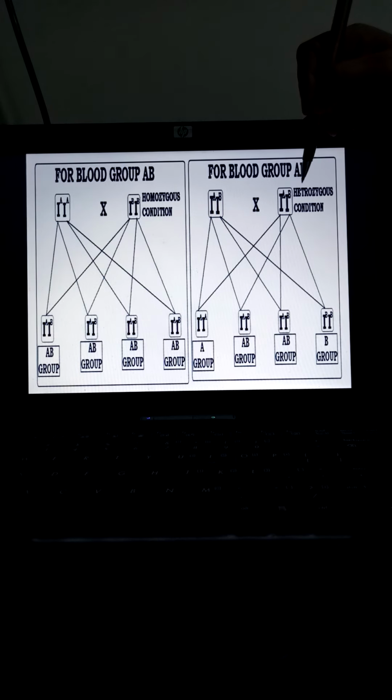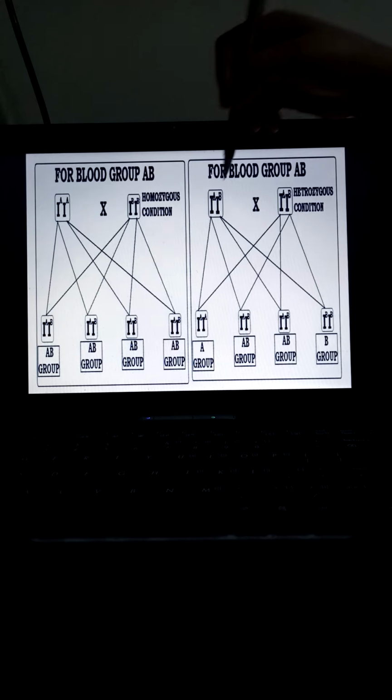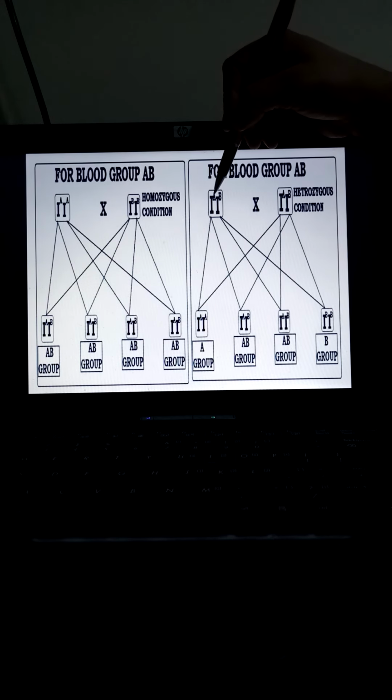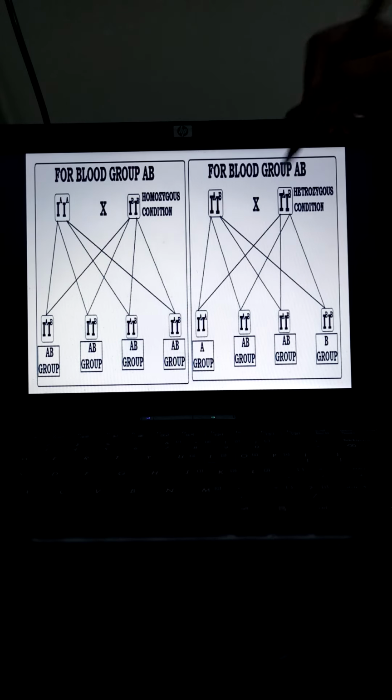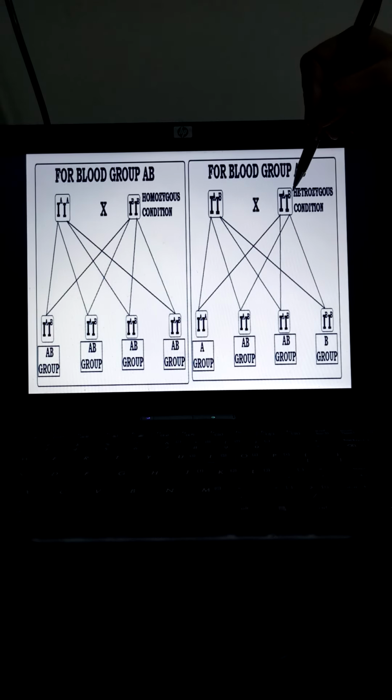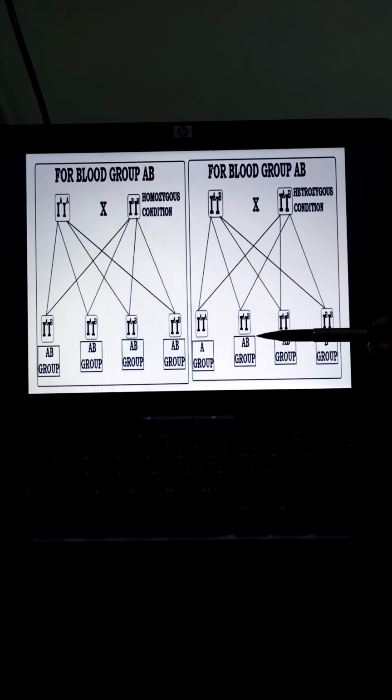Again, heterozygous condition. If one parent is having AB and another parent is also having AB blood group, the same condition will come. If A combines with A, then blood group A will be there. If A combines with B, I told you A and B, both of them are dominant, so the blood group will become AB blood group. It's not going to become A or B, it will become AB blood group.